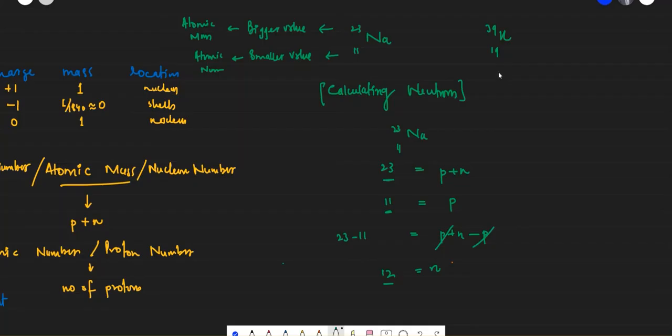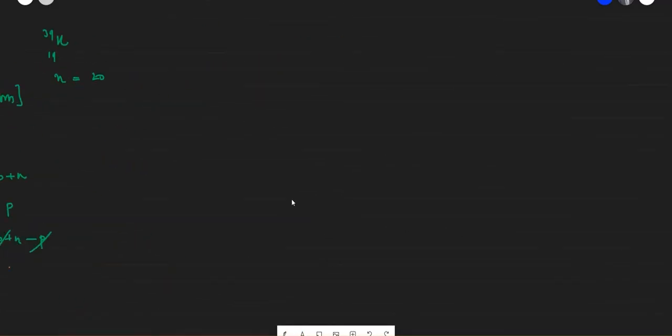So the neutrons for potassium would be how many? 20. The basic type of question that comes in exams is like this. They will tell you an element, like let's say calcium 40 20. They'll ask you about the number of protons, neutrons and electrons.